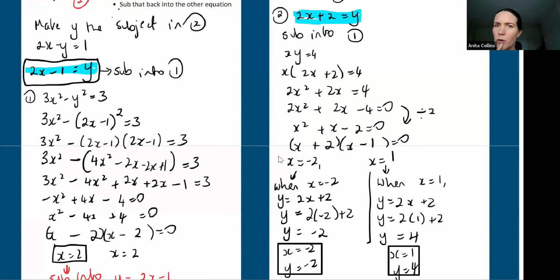You'll notice here we got two sets of solutions. Now, when we get to the graphical interpretation of that, we'll see why this happens. But for now, we're just looking at the algebra. We've ended up getting two sets of solutions, which is very common when you're dealing with nonlinear equations.